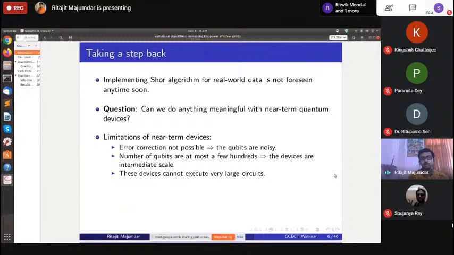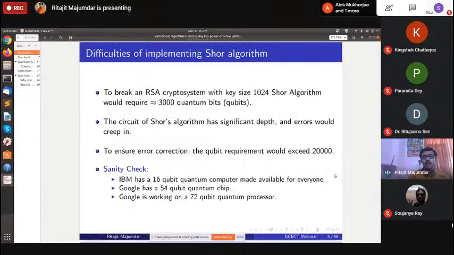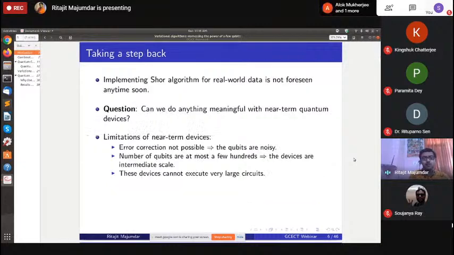Error correction is not possible, because you can see from the last slide that for 3000 quantum bits, if you use error correction, the qubit requirement goes beyond 20,000. So if you have a 16-qubit quantum computer, and this is basically a factor of 7, if you try to do error correction, then basically you are left with 2 qubits. And that is not really very helpful for anything meaningful. So error correction is not really possible.